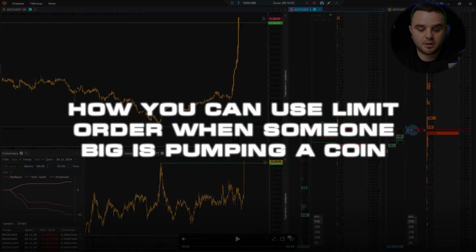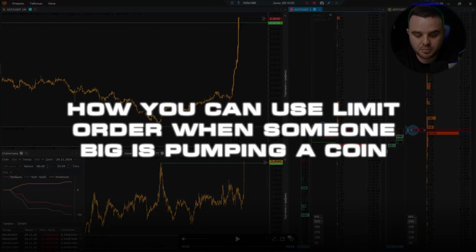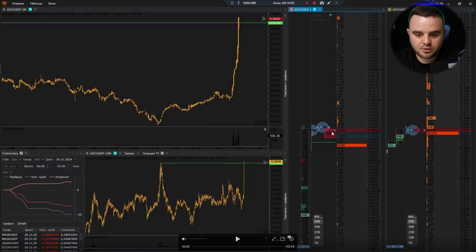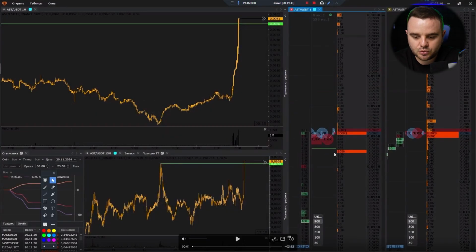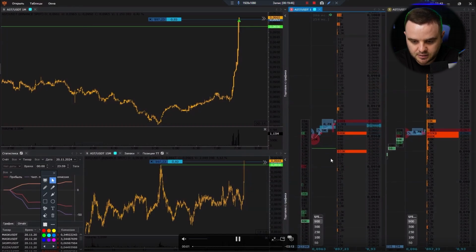Let's cover an example of how you can use a significant limit order when someone big is pumping a coin. Honestly, such a situation is rare. We have a coin and on it you can see a significant limit order where some significant player set up a limit order. You can see here what we do. Around this limit order we take a trade. What's the beauty of this approach? You have this limit order as your support. If price breaks it, you get out. You have a clear stop loss, but potential profit could be unlimited.